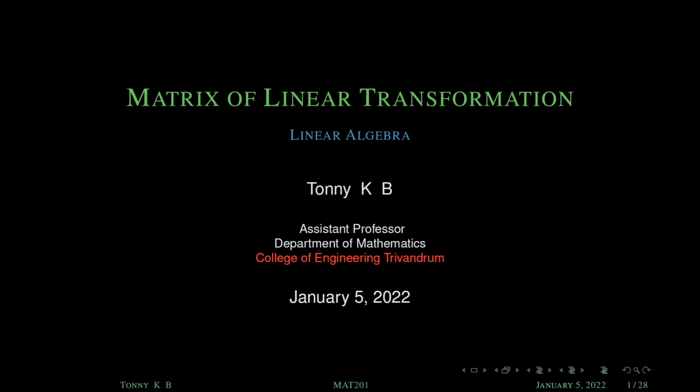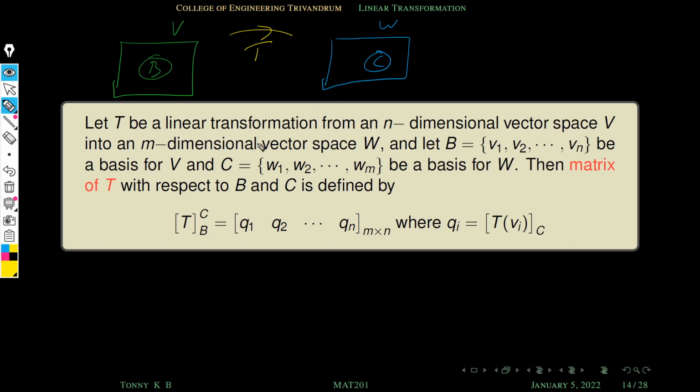Namaskaram. Today we are going to discuss matrices of a linear transformation. That means corresponding to every linear transformation, we can find a matrix. That means we can identify every linear transformation in terms of numbers. And this concept is very useful in the language of machines. Okay, this is a result.